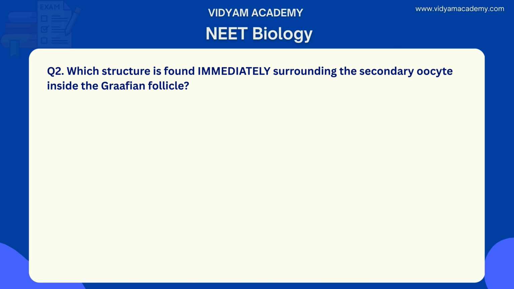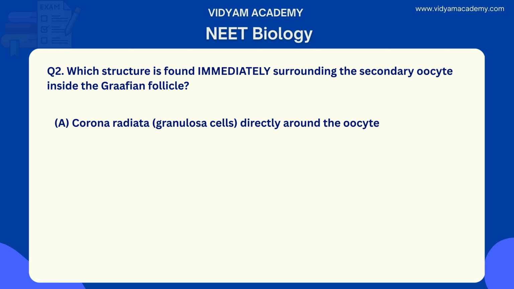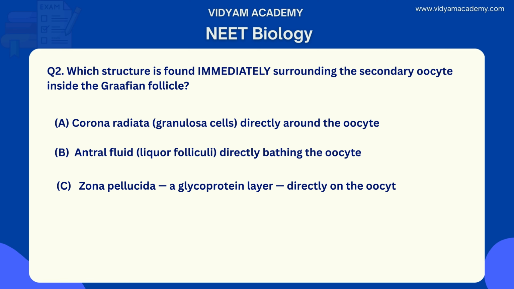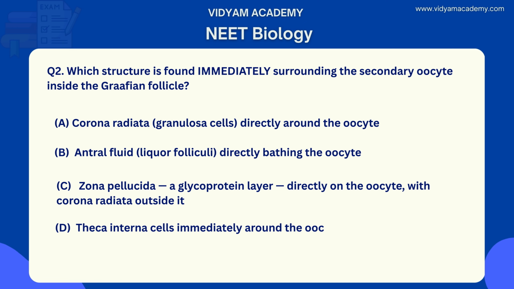Which structure is found immediately surrounding the secondary oocyte inside the Graafian follicle? Option A, corona radiata, granulosa cells directly around the oocyte. Option B, antral fluid, liquor folliculi, directly bathing the oocyte. Option C, zona pellucida, a glycoprotein layer directly on the oocyte with the corona radiata outside it. Option D, theca interna cells immediately around the oocyte.